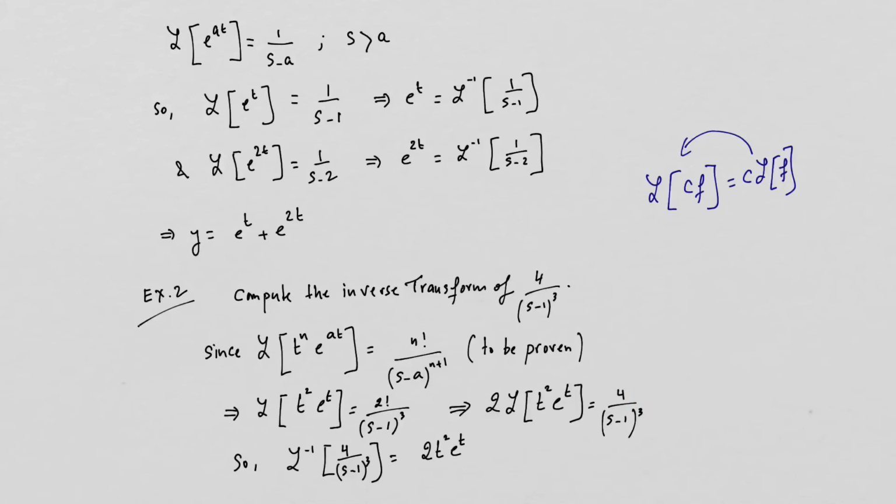So that gave me, if I put the 2 here and apply the inverse transform, I'll get 2 t squared e to the t. Here it is. I should have written it on the left-hand side. And this one will be the inverse of 4 over (s minus 1) cubed, which is exactly what I want. I want to compute the inverse transform of this. So this is your answer, okay?